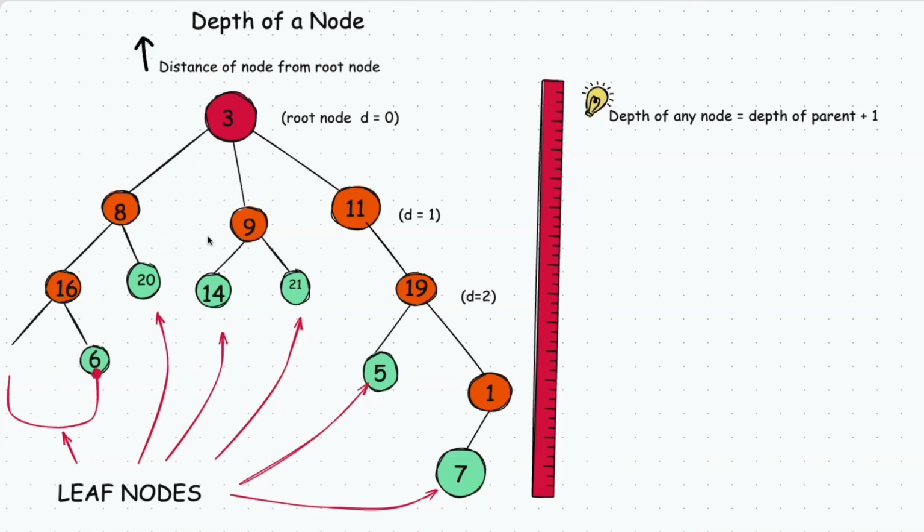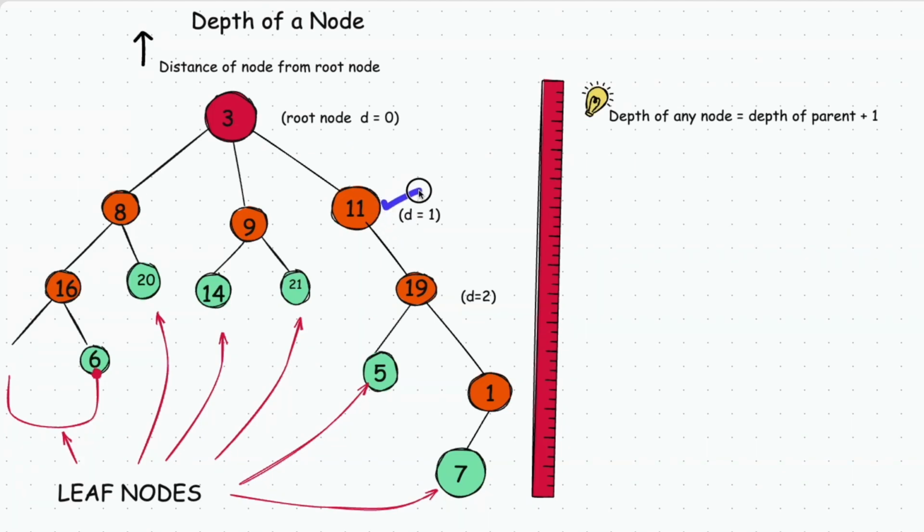Now there is one more concept before we move on further. Similar to height, there is also the depth of a node. If we reverse the direction, consider this arrow, we have the depth of a node. It is the distance of a node from the root node, so we have to see from the top down to the node. The depth of the root node is 0 because the definition says distance of a node from the root node, and the root node's distance from itself is 0. So for the root node the depth is 0.